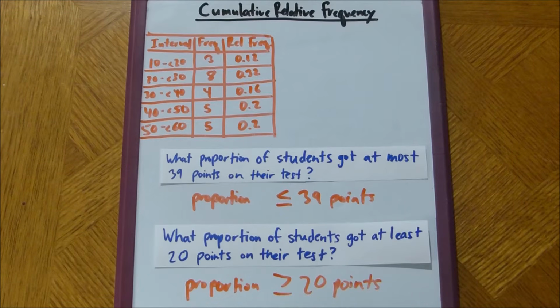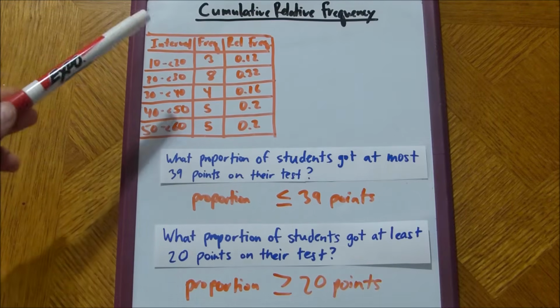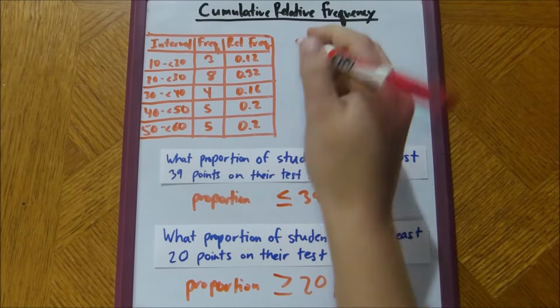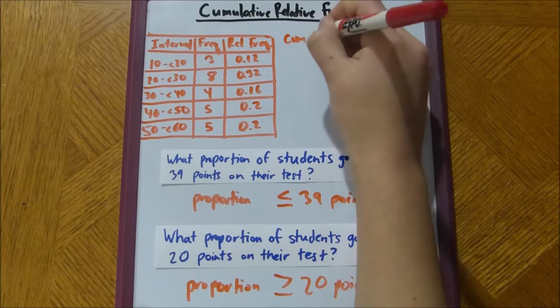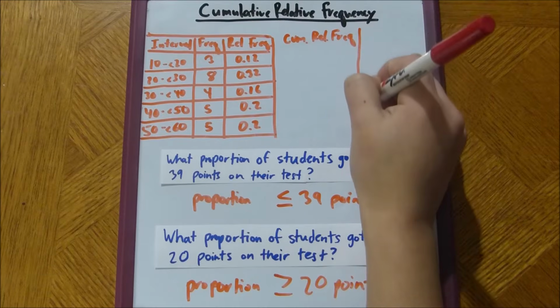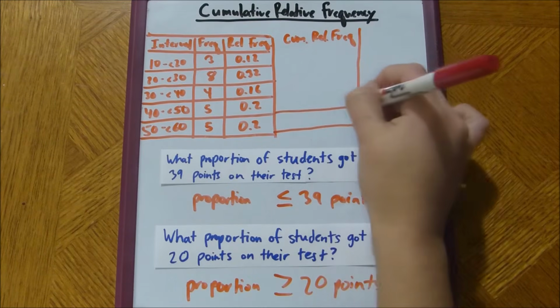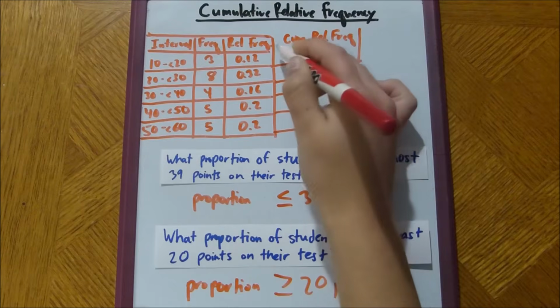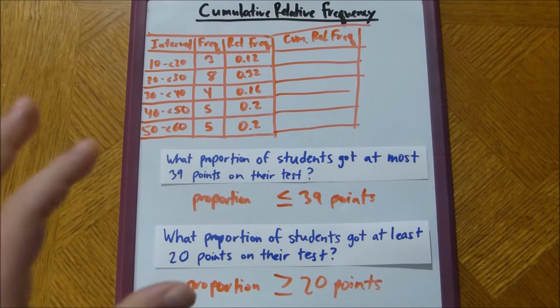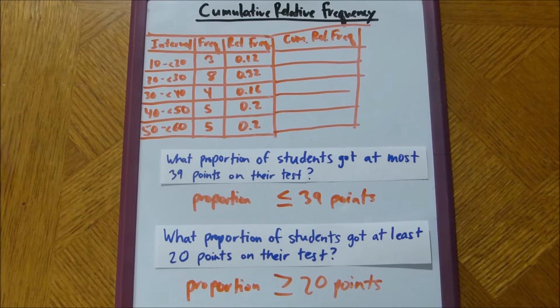So the way we're going to do this is by extending our frequency distribution, right? And we're going to add in a third category called cumulative frequency. The cumulative relative frequency basically says what is below everything in this interval, what's included in this interval, but also below it.